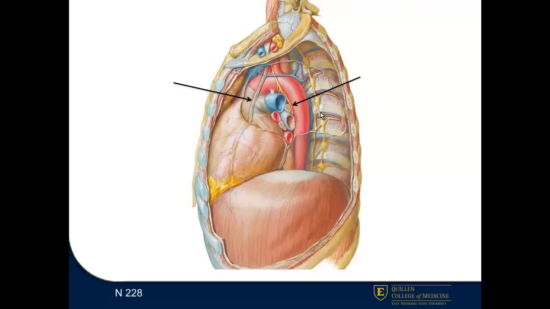Now, on the most outer aspect of the diaphragm, you do have a little bit of somatic innervation from the intercostals for sensory innervation, but the majority of the sensory innervation is going to be provided by this phrenic nerve.